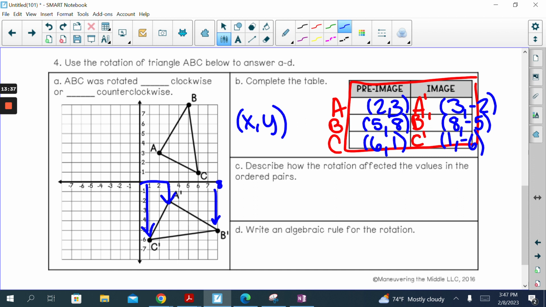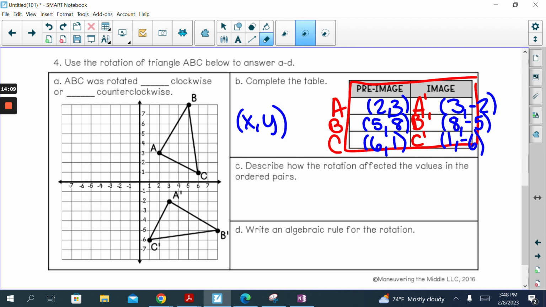If you didn't, the most common issues I see are sometimes we go up and down before left and right. We don't necessarily see the negative signs and it looks like it's part of that line. But those are the ordered pairs you should have had. Now it says describe the rotation of affected values in the ordered pair. So let's look at A versus new A, B versus new B, C versus new C, and see what we think happened.